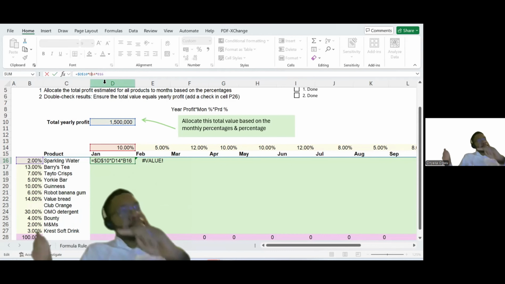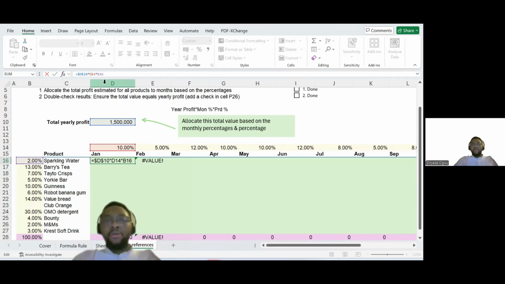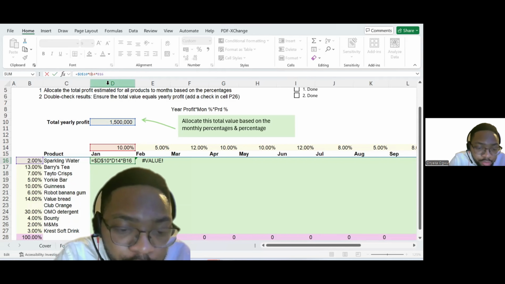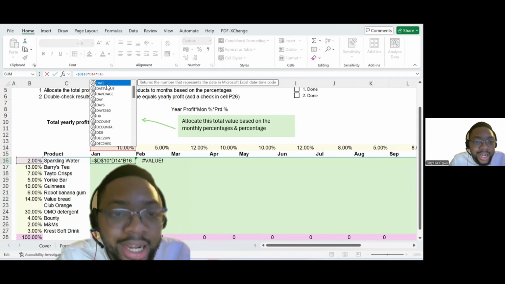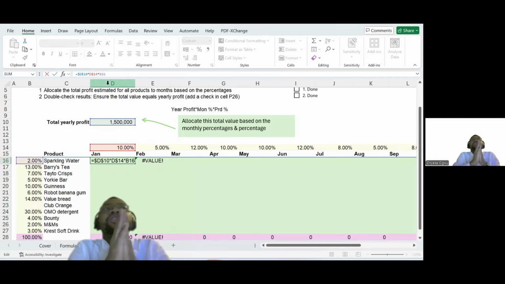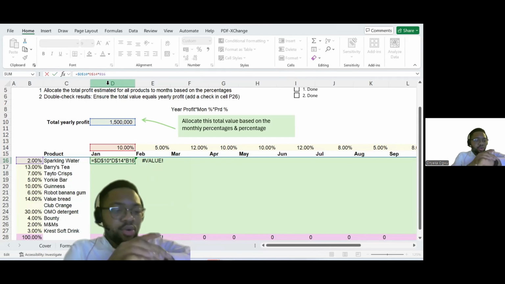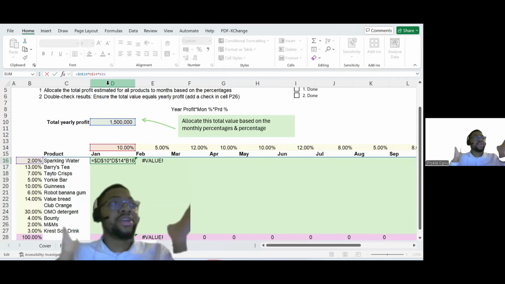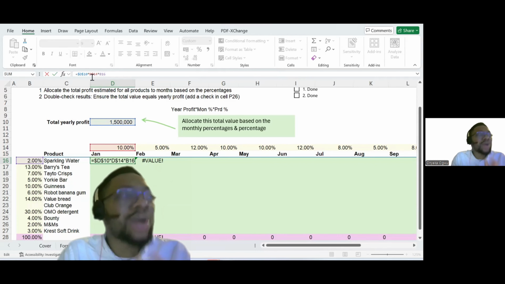Row is 14. Remember, I said rows are numbered. So we go to the front of 14 and put a dollar sign. I said there's another way to do it, but I'm just sticking to the dollar sign, just for us to really simplify it. Now we have finished the second one.